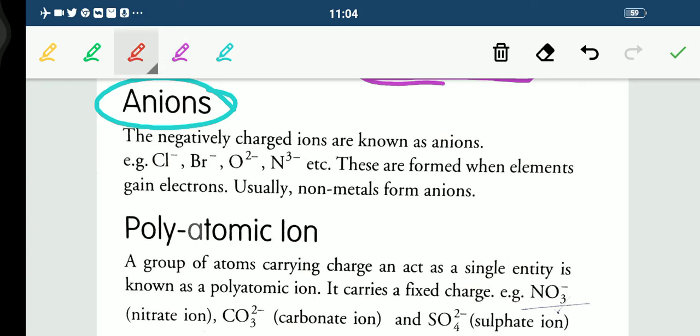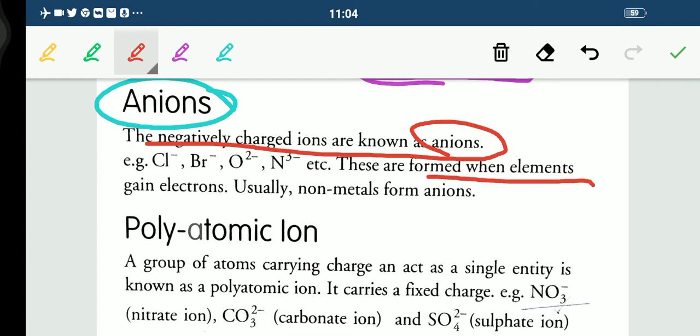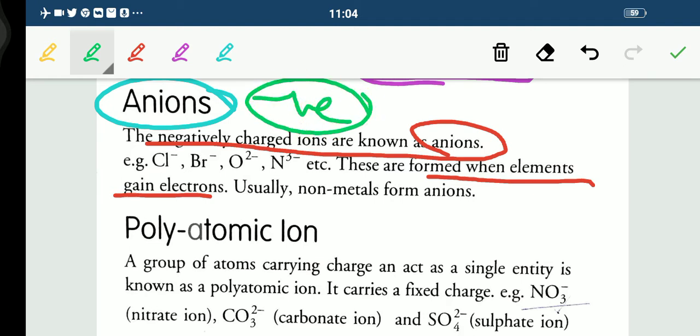Similarly, we have anions also. The opposite of cations will become the anions. For example, you can see here, the negatively charged ions are said to be anions. Fine. And how are they formed, beta? They are formed when elements gain electrons. So if you are gaining electrons, it means you are taking something, you are doing the negative thing. So which charge would be acquired? Negative charge. Fine. When would this negative charge be acquired? When elements gain electrons.